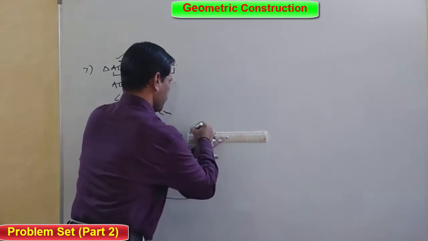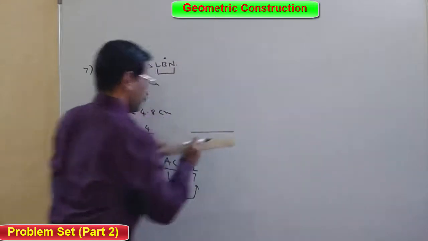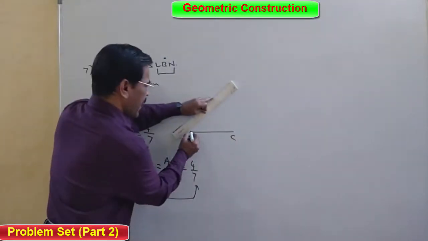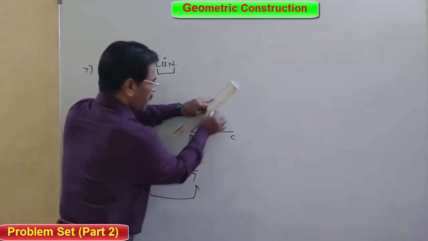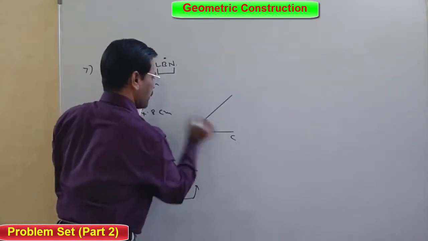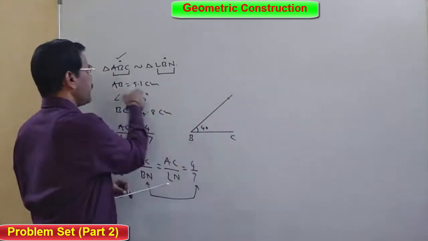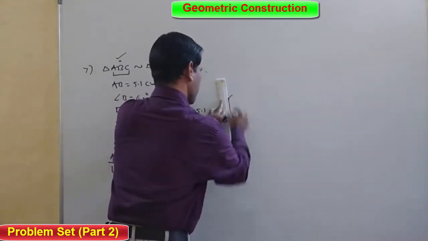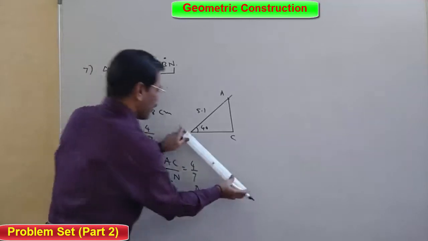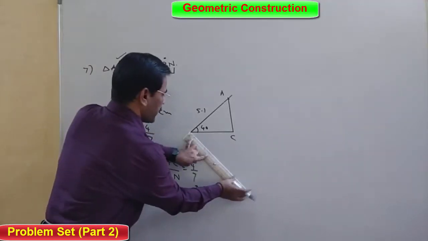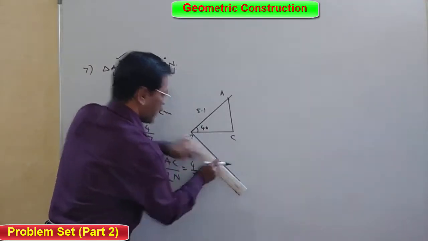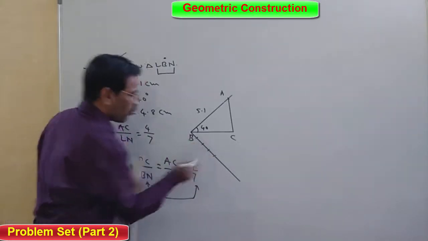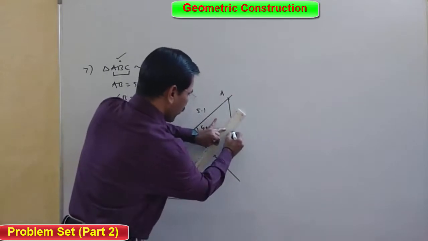Just look here. This is BC. Okay, angle 40 is there. Take it by protractor, but here it is just a rough figure. Now here we take one point A, AB 5.1. Okay, join this one. After that, next part is what? We have to draw one ray here. Now in this ray, we have to take 4 parts: 1, 2, 3, 4. This 4th part we have to join here.